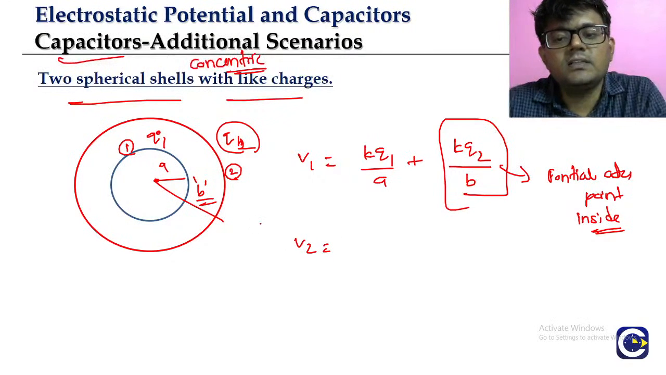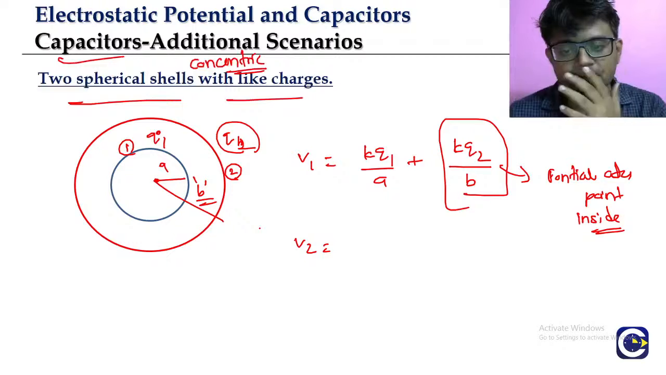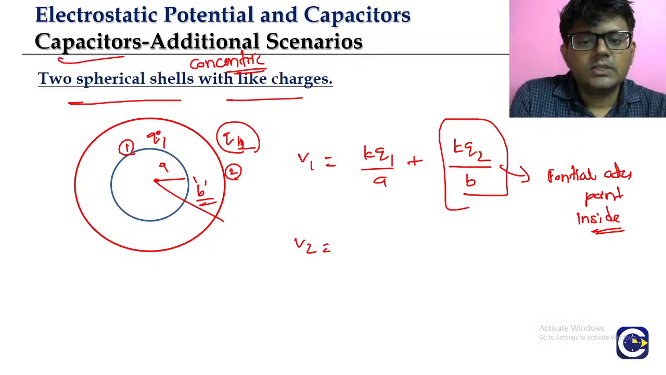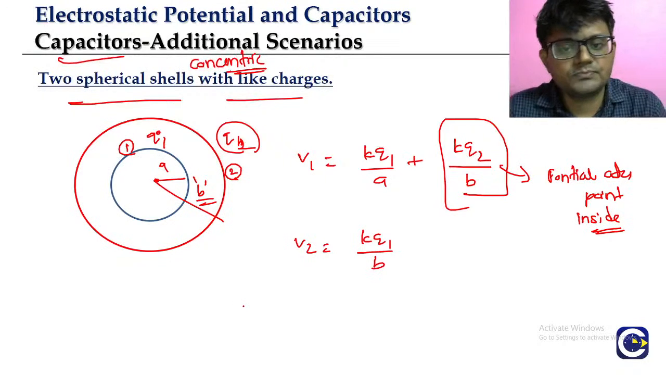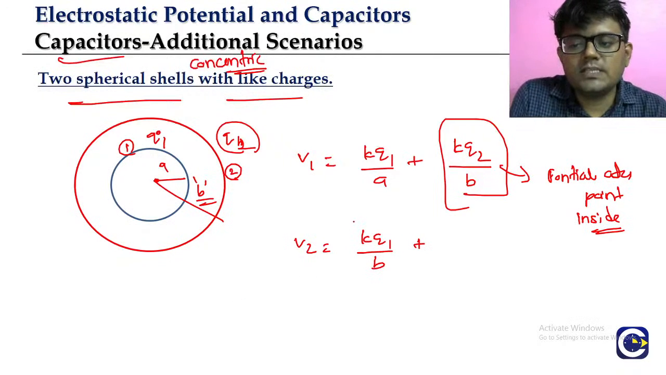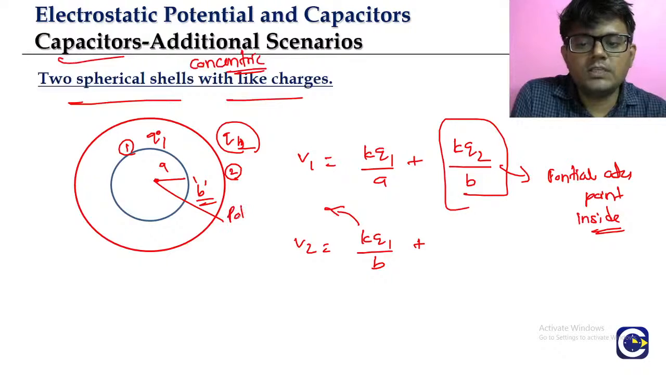Similarly, we are going to look at the potential on the outer surface, V2. q1 will produce a potential there. What is the formula? k q1 by b. This is the formula for the potential at a point outside.